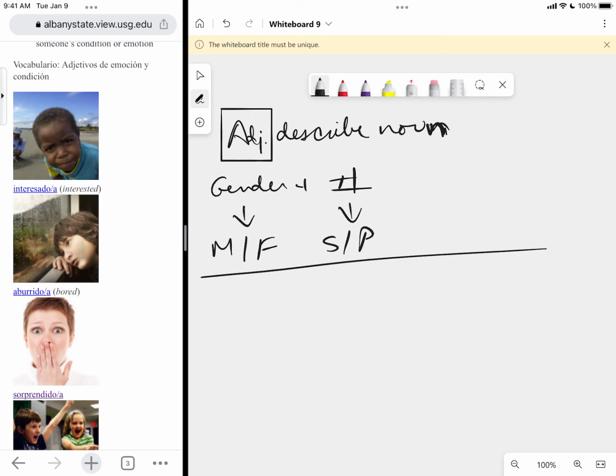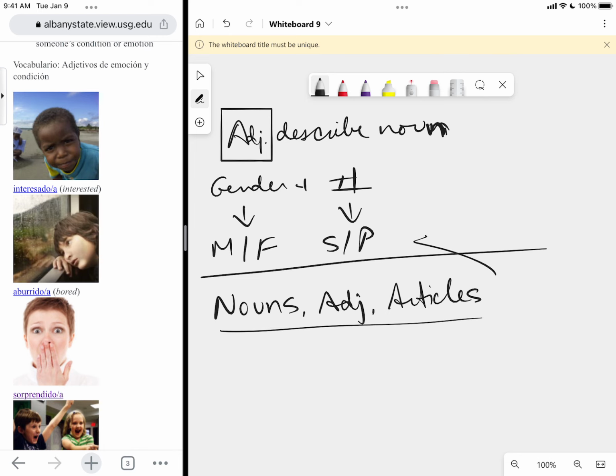This should bring to mind something that we've already learned in Spanish. With adjectives, the same rules apply with nouns, adjectives, and articles. And those articles are indefinite and definite. All of these will follow the same rules as above. They all match in gender and in number. So you can group those together to kind of keep them organized in your head.